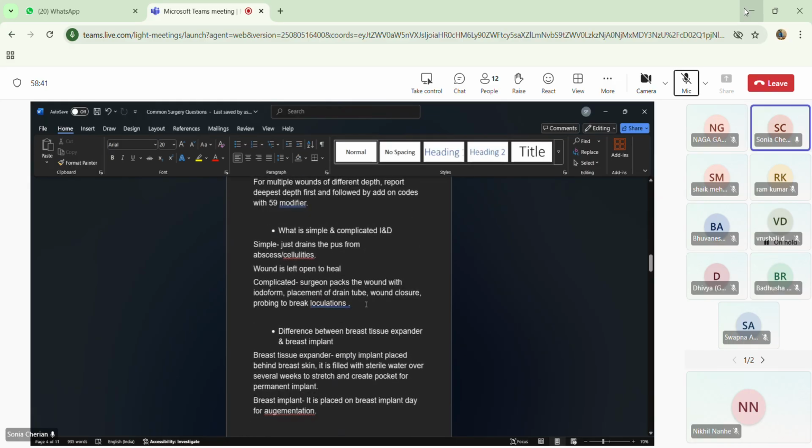Then they can ask you what is simple and complicated I&D. So we know what is simple. Simple means they'll just drain the pus from the abscess and leave the wound to heal itself. They'll leave it open. They won't wrap it or anything. But in complicated, you know what they do? The surgeon will pack the wound, right?